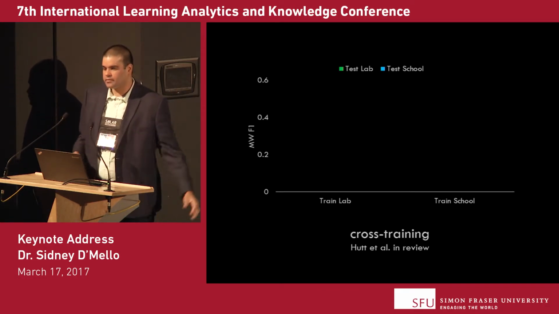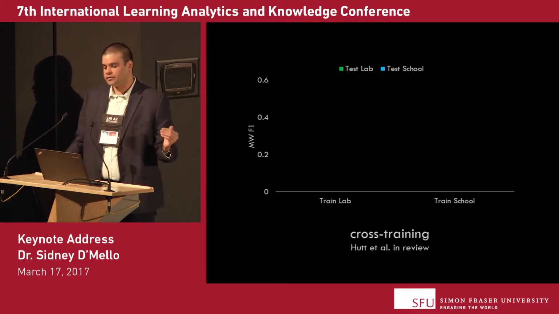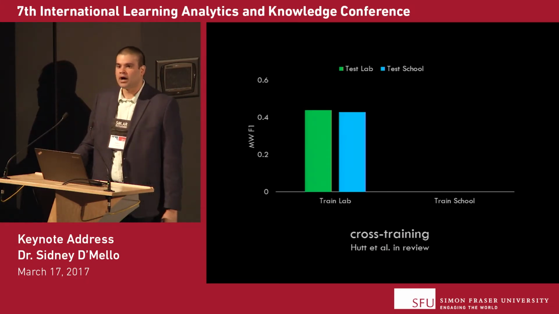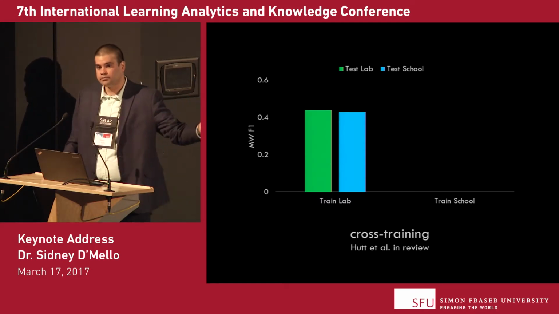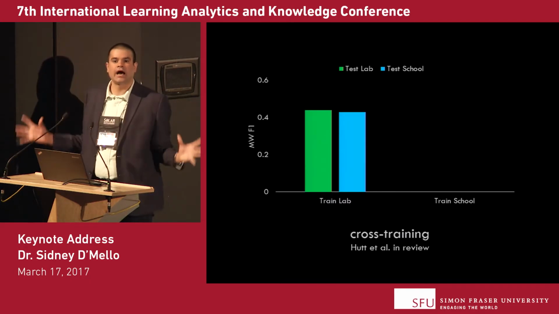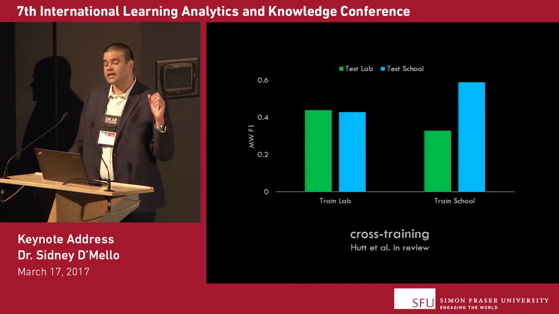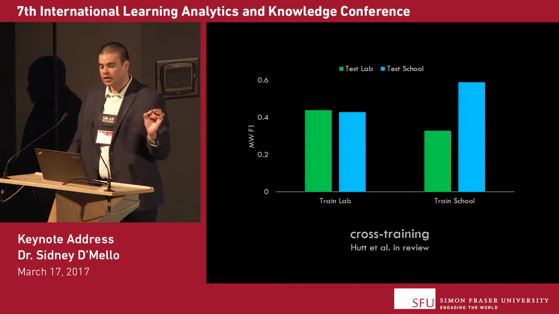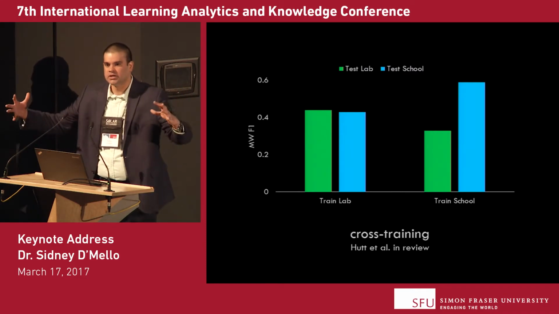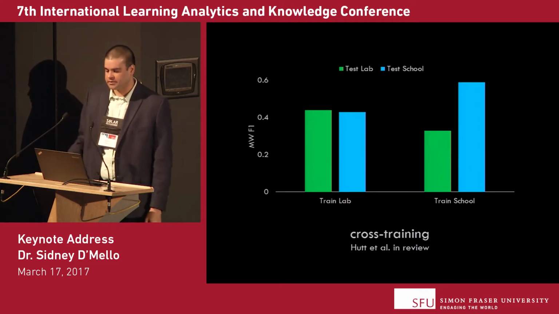So here's what I'm going to show you. The left is models trained in the lab, and the right is models trained in the school. These green bars are tested in the lab and tested in the school. We noticed that models trained in the lab actually generalize pretty well to the school. That's kind of cool, given how different the context is. But they're never as good as models actually trained in the school, which typically don't generalize so well to the lab. So there's something happening in the school environment that the models are picking up that is just not there in the more controlled lab environment. So there's some interesting data here.